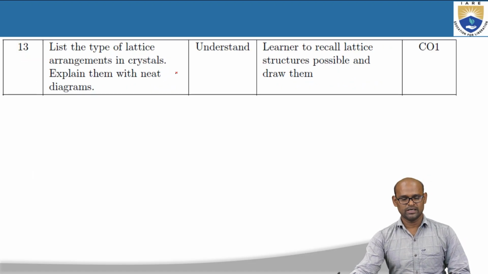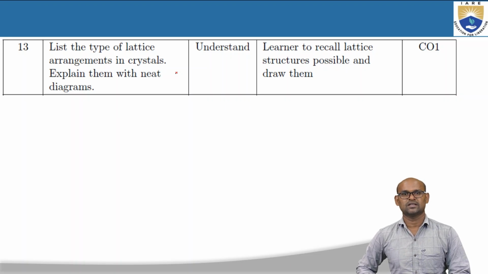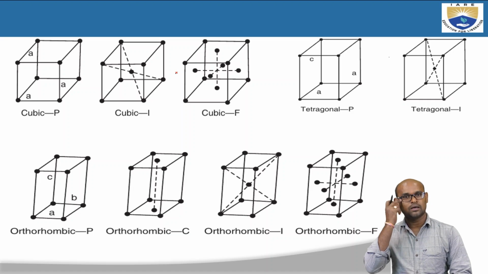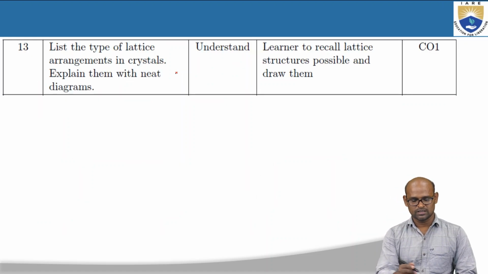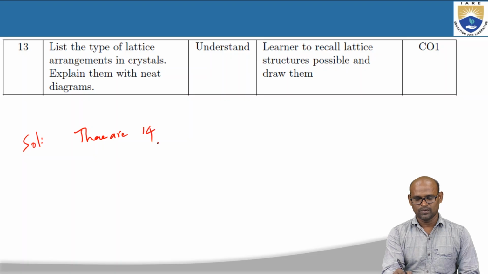So the next question is the 13th question in part B. List the types of lattice arrangement in crystals. Explain them with neat diagrams. Okay. So how many lattice arrangements are there in crystals, and explain them with neat diagrams, right? So we know that there are 14 different ways of arrangements. So we can start here. We can write here that there are 14 Bravais lattices.